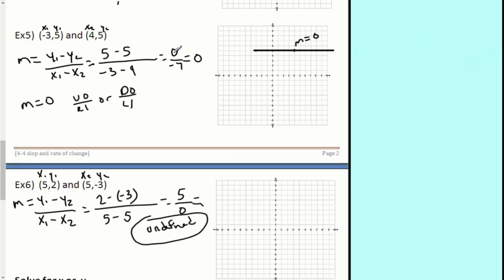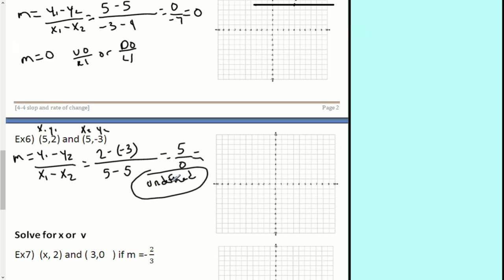So let me summarize this really quick between these two. If the numerator is 0, the answer is going to be 0, which makes a horizontal line. If the slope is undefined, what does that mean about the graph? Well, let's look at the graph real quick. Let's graph those 2 points. 5, 2 is here, and 5, negative 3 is here. What do you notice about these 2 points? Hopefully you notice that they are perfectly vertical to each other. And that's a very important concept.